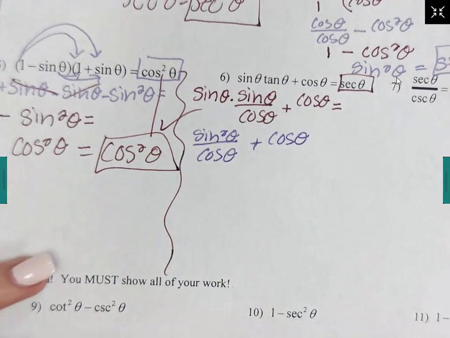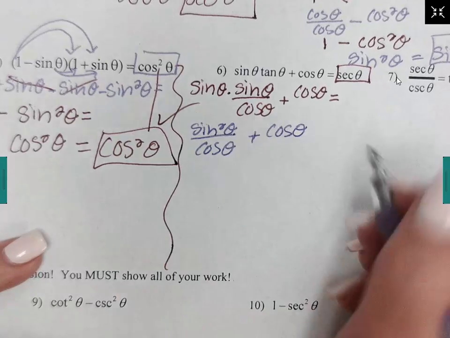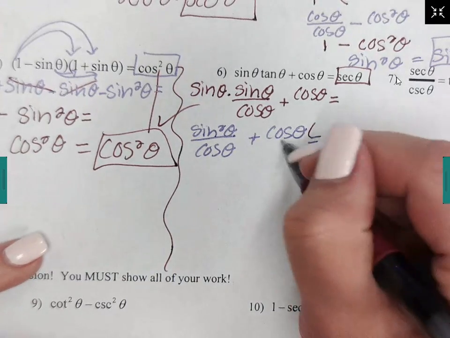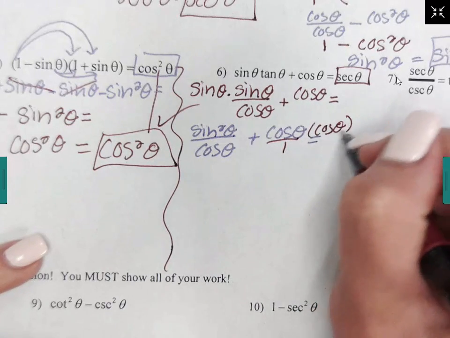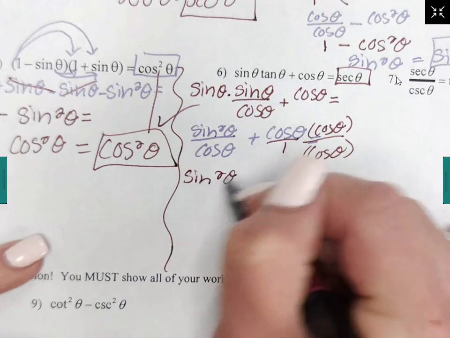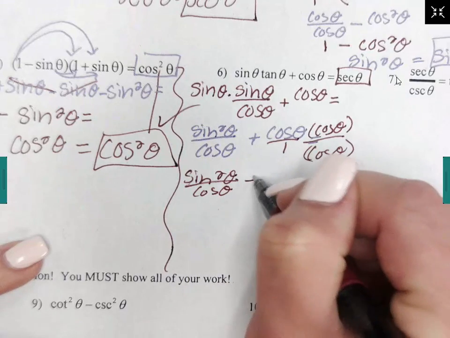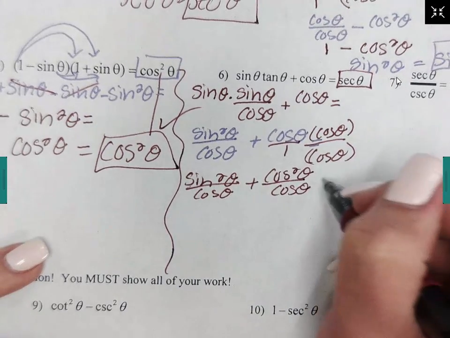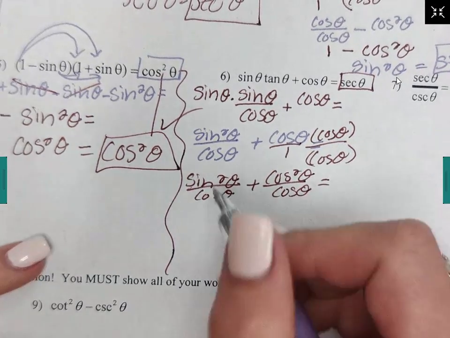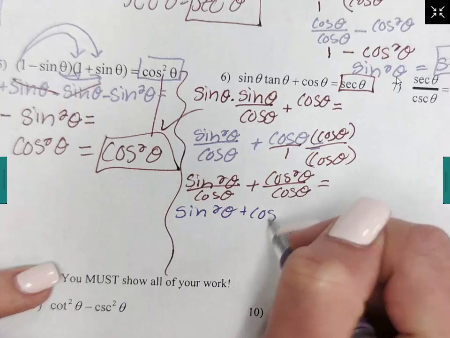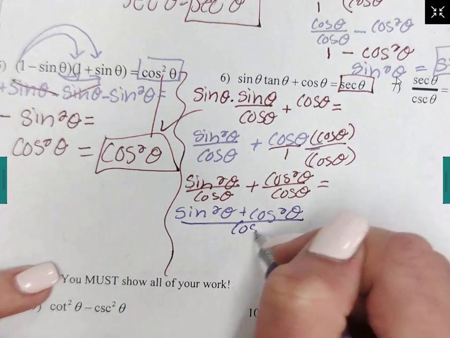Okay, and what do we need to happen now? Maybe when you get to this point, this is where you get a little confused, but what needs to happen here? We need to have common denominators. Very good, which means we need to multiply the numerator and denominator here by the cosine of theta, right? And the left side stays the same, but the right side becomes cosine squared of theta divided by cosine of theta. And now that we have common denominators, we can combine our numerators. This becomes sine squared of theta plus cosine squared of theta all over the cosine of theta.